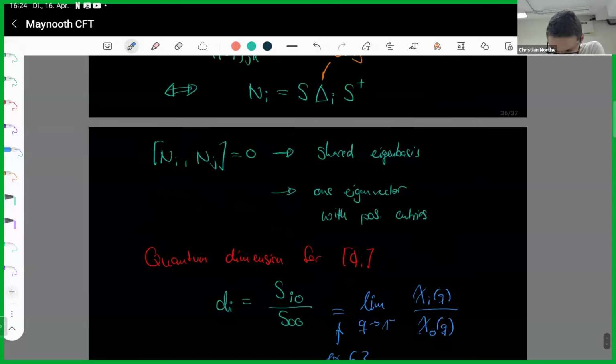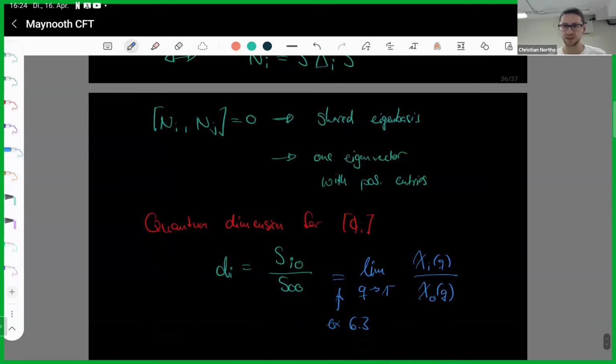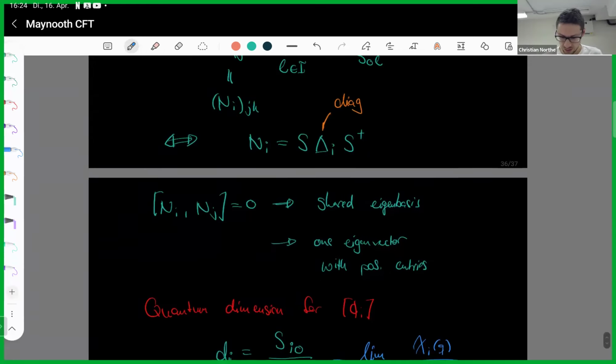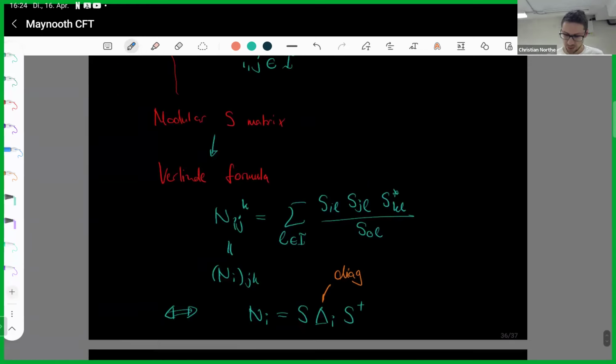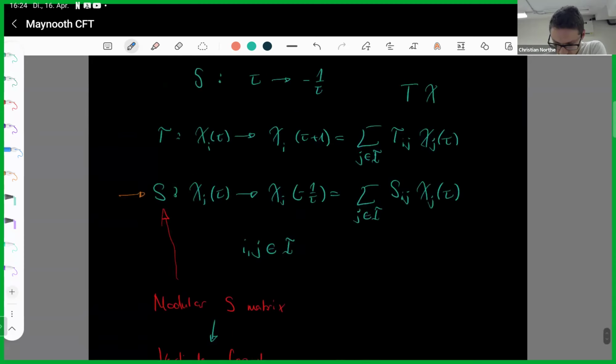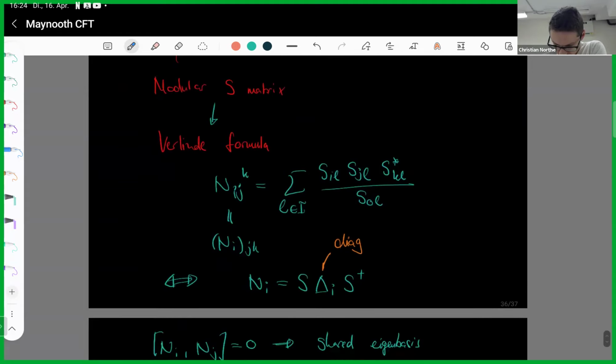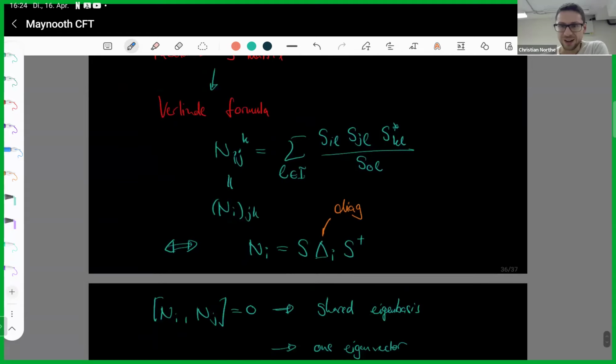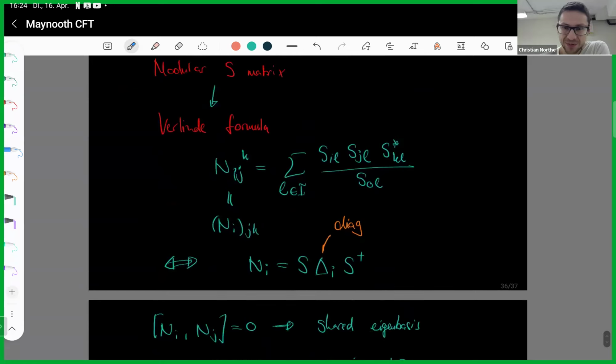I didn't want to have to rush as much, but I have at least laid down the most important parts for today, which is fusion, the modular S matrix, the Verlinde formula, which is, let's go back here. This is the Verlinde formula, and partition functions. So, are there any questions? I guess I rushed a bit too much.